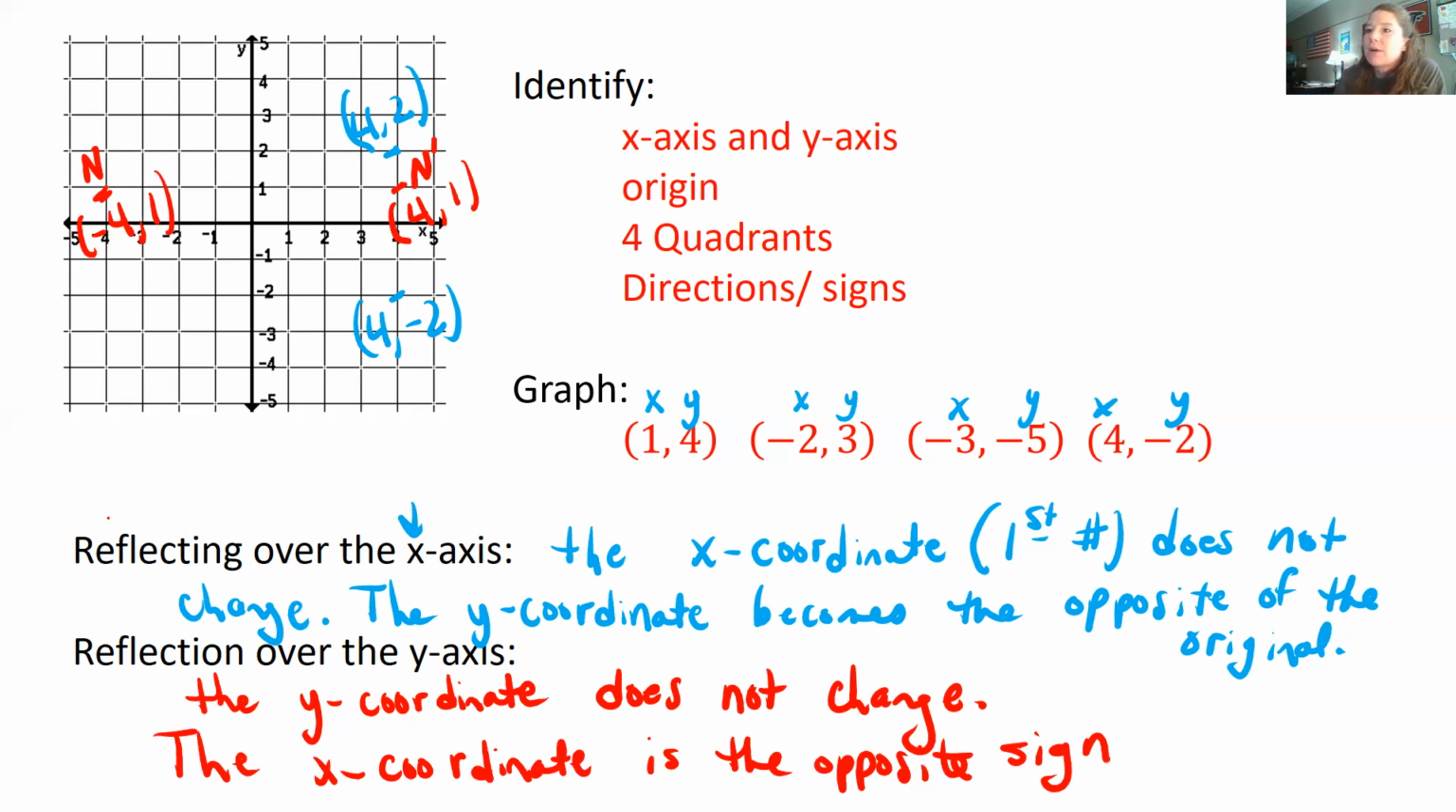So we're talking about reflecting over the x-axis. You're going to go down or up if you're reflecting over the x-axis. If you're reflecting over the y-axis, you're going right or left. You always move toward your line of reflection. And these would be your lines of reflection. Okay, guys? All right, so you guys are going to practice that.